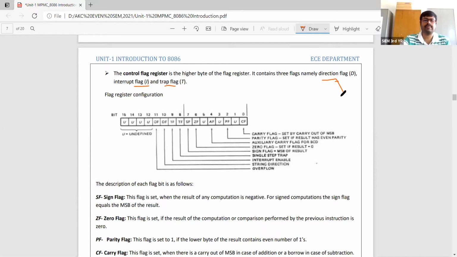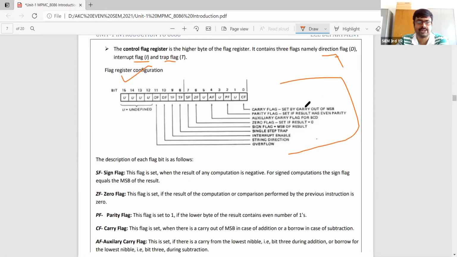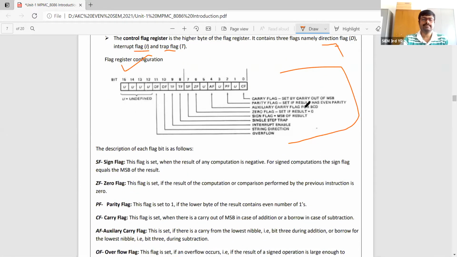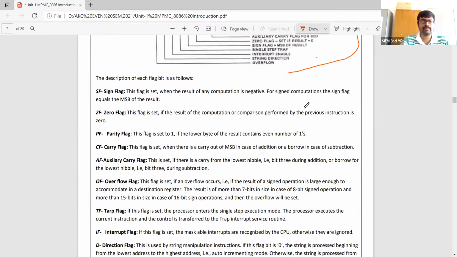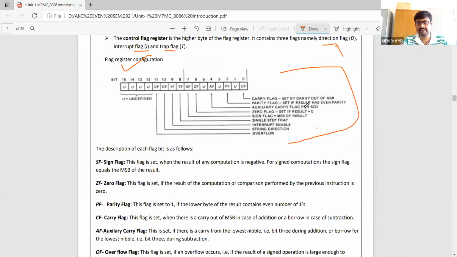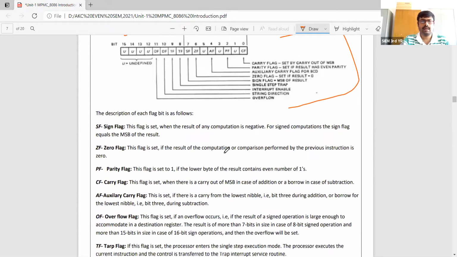Flag register configuration. If you see the configuration, you have already seen it. In this case, CF, PF and so on, you just have to draw this structure, because this is the architecture of the flag register. You have to draw these things. And that is our today's last topic: the description of each flag. We will see the different tasks and description of each flag bit.